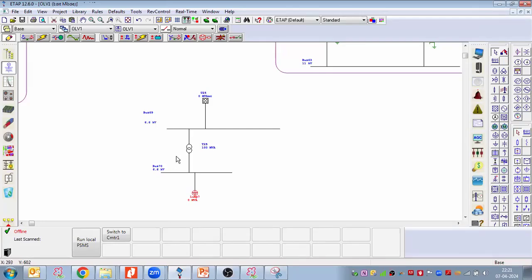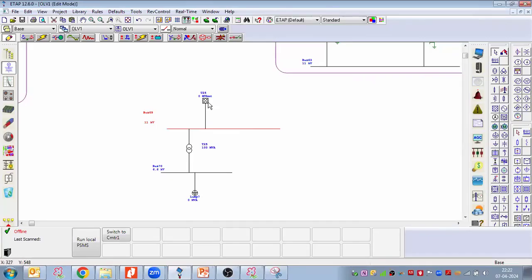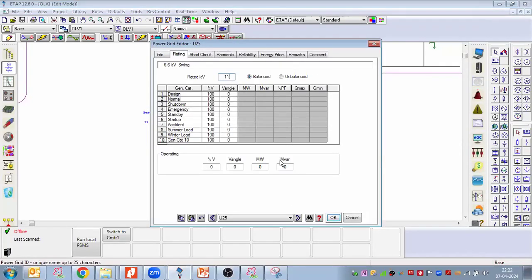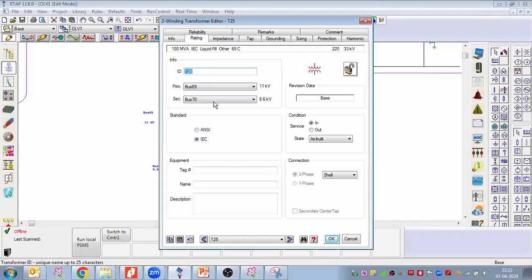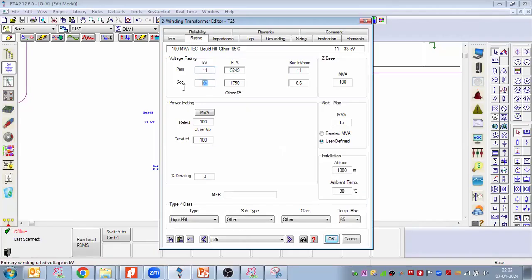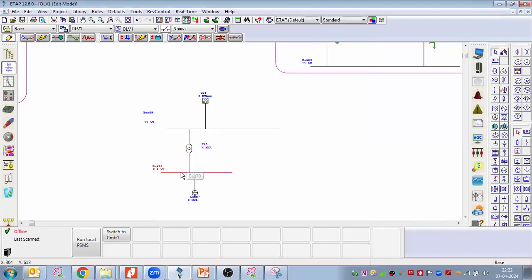Now let us take this as a 33 by 11 kV or 11 kV/400 V system. Our general practice is an 11 kV bus bar, and my source is also 11 kV, right? For the transformer, let us take a 4 MVA small transformer, with a 0.4 kV secondary voltage. Let us take the typical impedance. I'll come to the impedance as well.